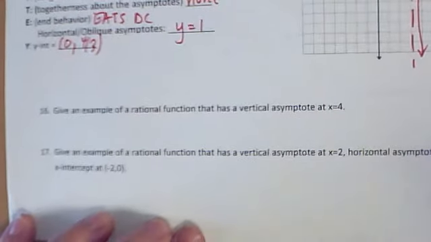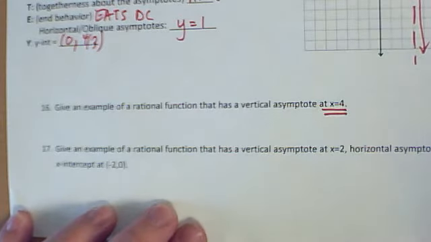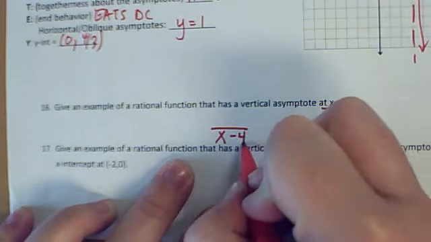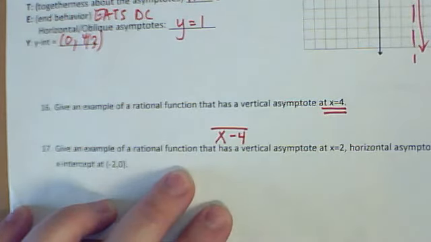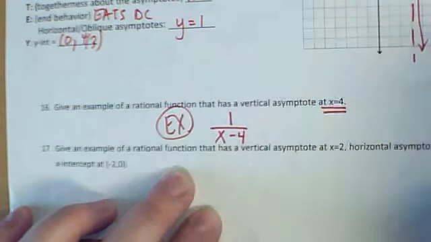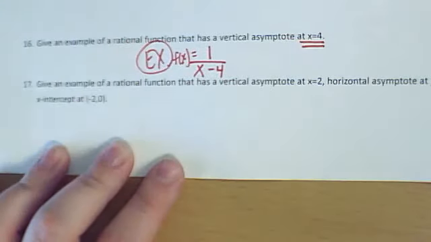Alright, on 16, give an example of a rational function that has a vertical asymptote at x equals 4. So for a vertical asymptote, we're looking at the denominator. As long as on the denominator you have something with x minus 4, it doesn't matter what's on top. So this is just an example. And it needs to be a function, so f of x equals.